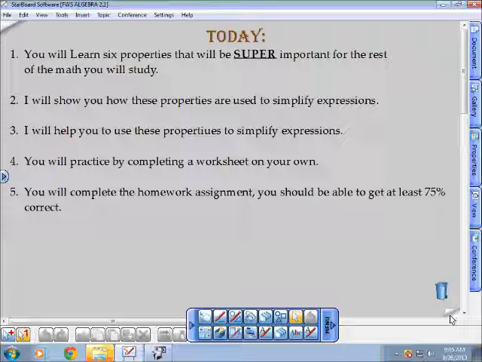And then you're going to practice. I'm going to give you a worksheet for you to finish up class with, and you'll do that on your own as I go around and help you. And then your homework assignment, by the time you get it tonight, you already have the sheet. You should be able to get at least 75% of those.